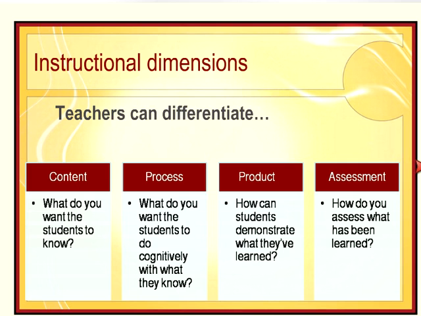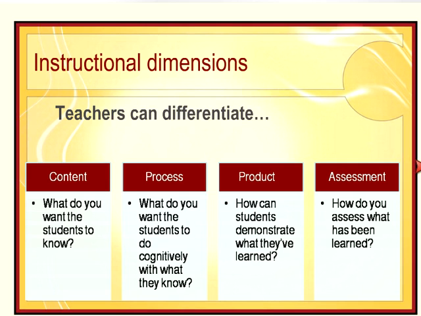If you look back at the model, you'll see that there are pie-shaped wedges that extend from those learner outcomes. And this is where we look at the different instructional dimensions. So when we talk about differentiation, there are four main instructional dimensions wherein teachers differentiate. The first is content, and you can differentiate what you want the students to know. And there's certainly complexity and depth. Concepts go from simple to complex.